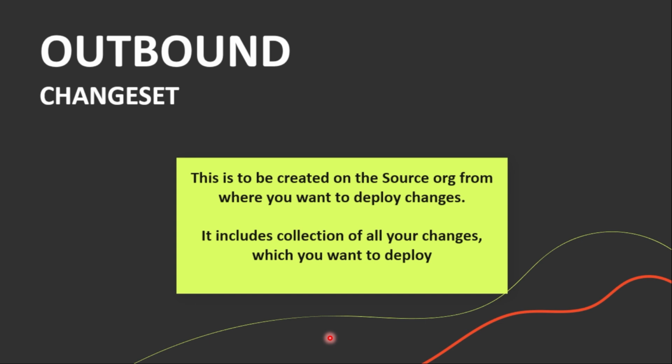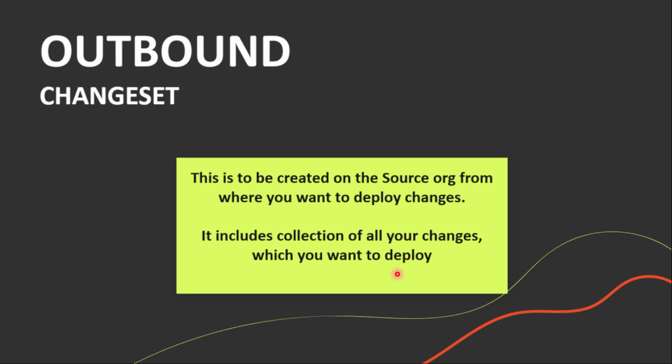Moving ahead, what are outbound change sets, right? When you have made your changes in the source org and you want to deploy them to some other org, in the source org you have to create an outbound change set. So what is this outbound change set? It will be a collection of all your changes which you want to deploy. In our case, Emily has created a custom field on Account, a trigger and the test class. These changes only she wants to deploy to the target org, which is the production org, right? So we will add only these changes in the outbound change set.